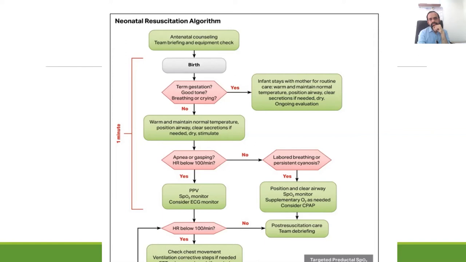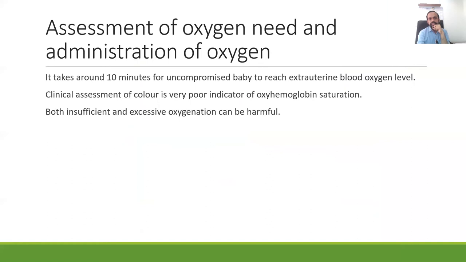So maintain temperature and position the airway. These are the two main things. And then you should see the heart rate after that and look for apnea, or whether the baby's heart rate is less than 100 or the baby is not breathing or gasping. You should start with positive pressure ventilation.